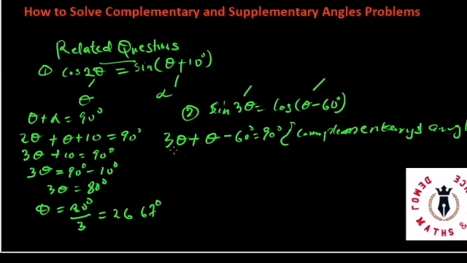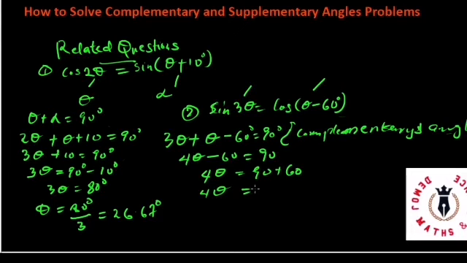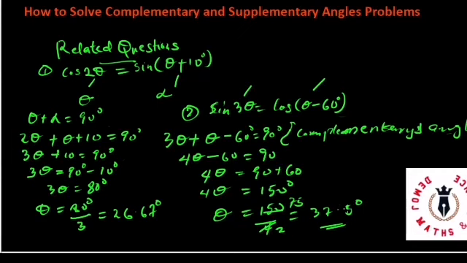Now, 3 theta plus theta, that's 4 theta, minus 60 degrees is equal to 90 degrees. The 60 degrees moves to the other side and becomes plus, equal to 90 plus 60. 4 theta is equal to 150 degrees. Theta is equal to 150 over 4. That's 2 here is 2, 2 here is 75. 2 into 75, that's 37.5 degrees. Now let's see the third question.